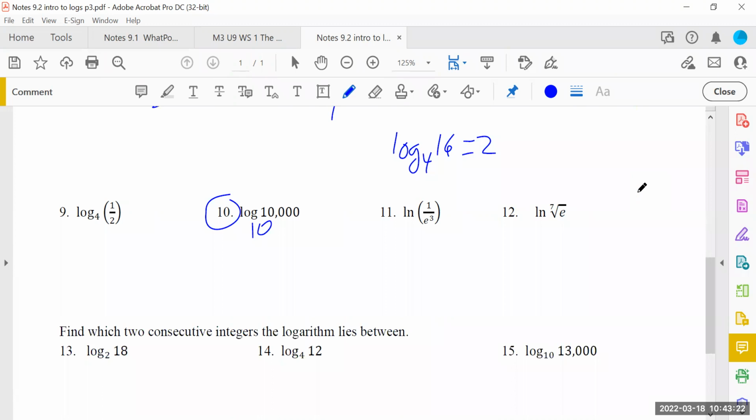All right, here we go. Let's put it all together. Number 9, log base 4 of 1/2. Talk in your groups about this one real fast. How would you get 4 to become 1/2? Not quite. So if it was just 4 and 2. Remember, you're going the other way.